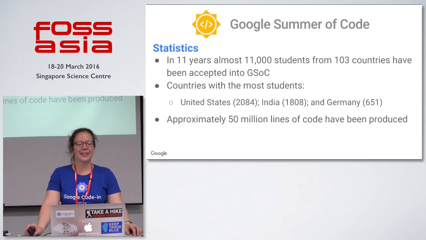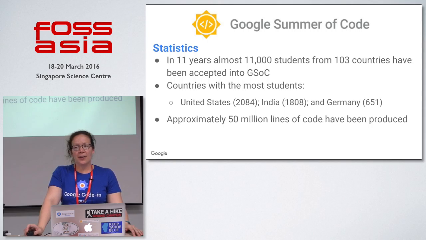So some quick statistics before we move on to GCI. Again, this is the 12th year of the program. So over the last 11 years, we've had over 11,000 students from 103 countries that have been accepted into GSoC. That's a huge number of students to start working in open source. Some of the students had some experience before GSoC in open source, but many, many students, this is their first time to even learn about open source or even know what it was. So it really is kind of a cool program.